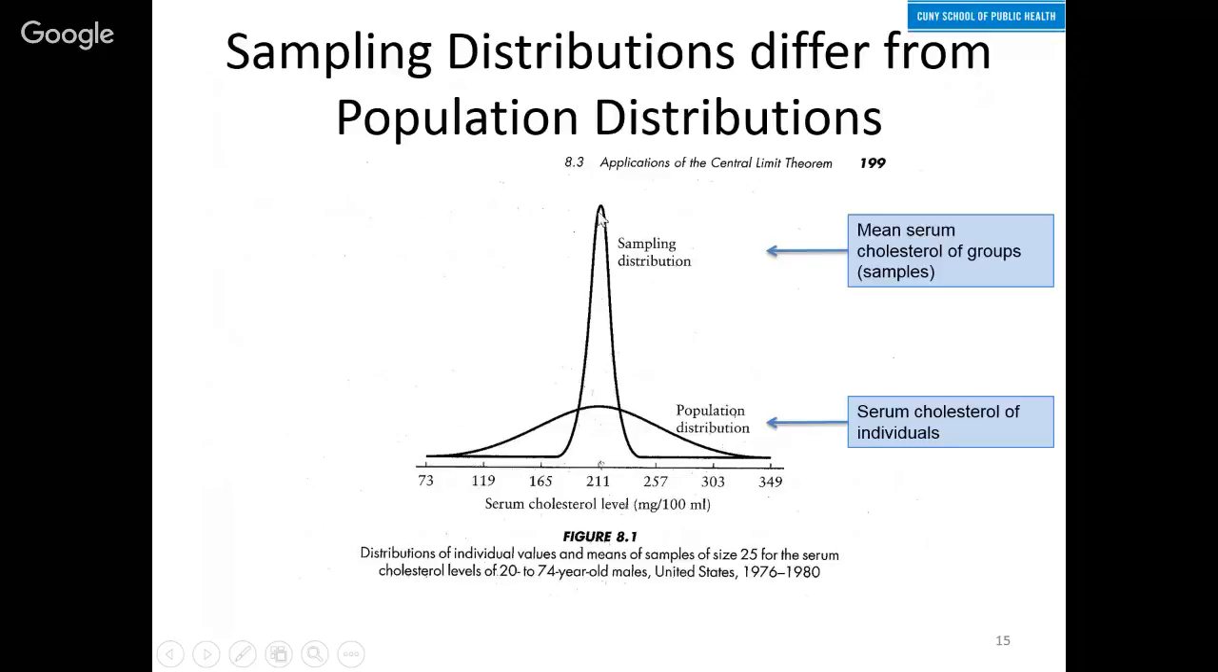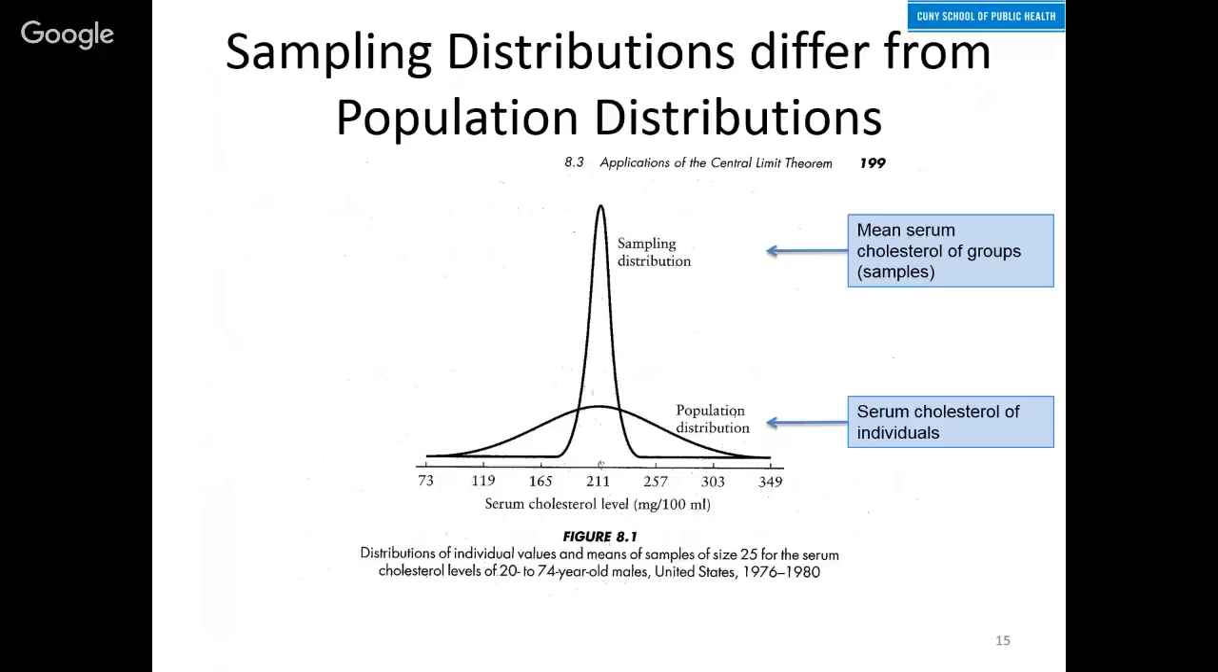Here's an example of a normal population distribution. This is serum cholesterol with a mean of 211 milligrams per 100 ml of blood, and a standard deviation of about 6 or 7, something like that. This is the distribution of serum cholesterol levels in the population.